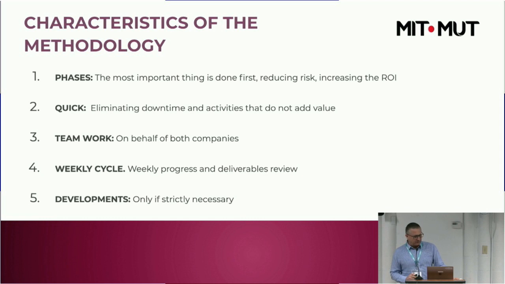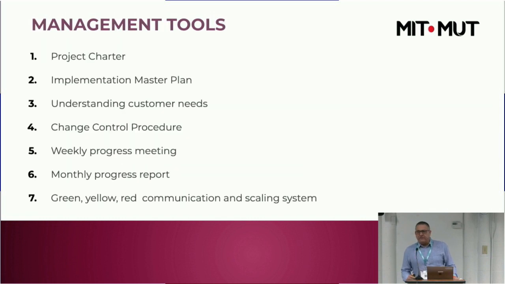First, the most important. Then we make quick eliminations of downtime and activities that do not add value. Lean manufacturing is that: eliminate any step that doesn't add value. We work as a team with the customer. We have a weekly cycle. We check progress every week, and we keep developments only to the strictly necessary. Those are the characteristics.